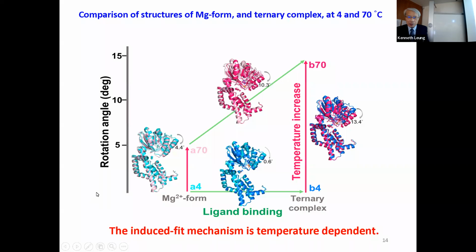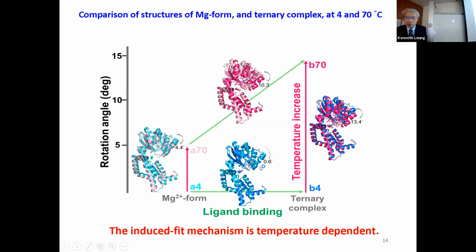So the two conditions, one is, we call it A series, okay? Now, 4 means 4 degrees, 70 means 70 degrees. So this is B, the ternary complex that has ligands, 4 to 70 degrees. Now, we compare structures at 4 degrees between the two complexes, A4 and B4. So this is the A4 and B4.